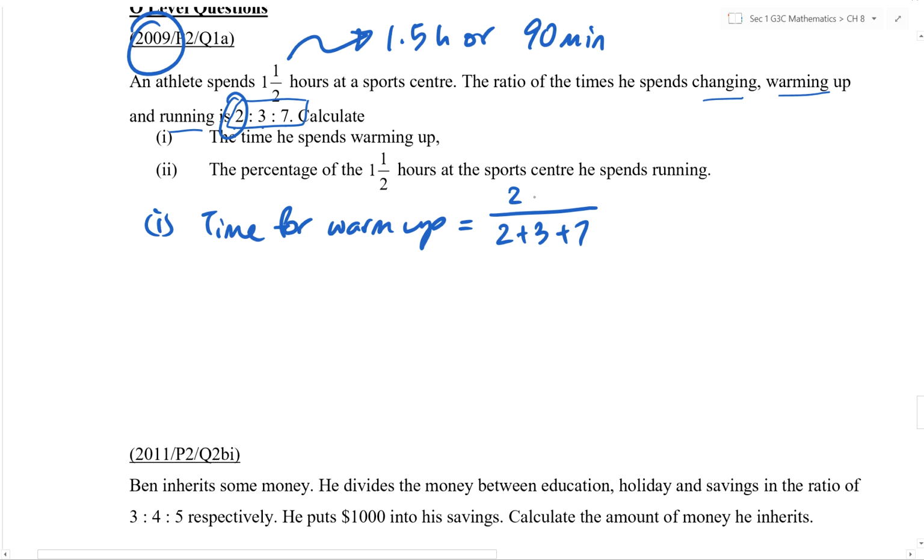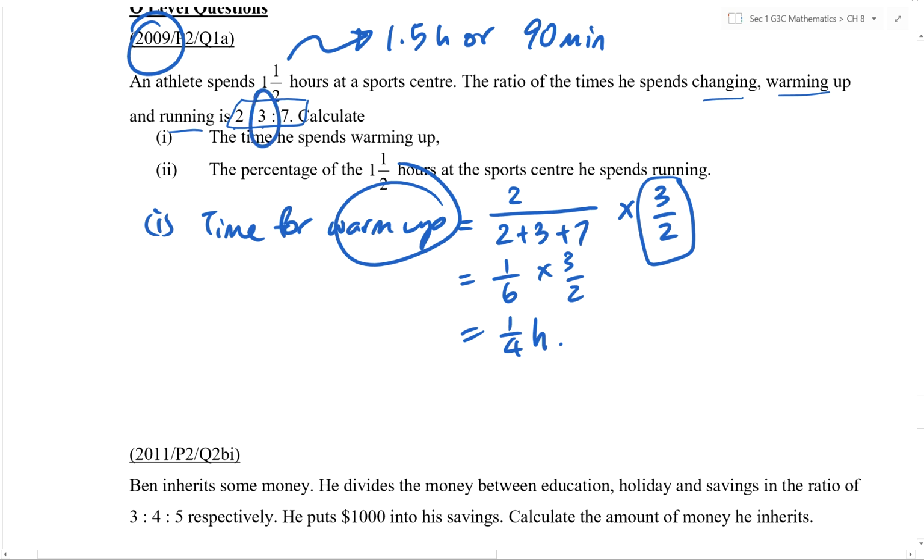2 out of 12 of his time is spent on warming up. And the total amount of time he spent is 3 over 2 hours. Keep in mind that this is in hours. So my final answer will also be in hours, resulting in 1/4 of an hour. Oh, sorry, this is warming up. We should be looking at the middle value. So this will be 3/12 times 3/2, arriving at 3/8 of an hour spent warming up.